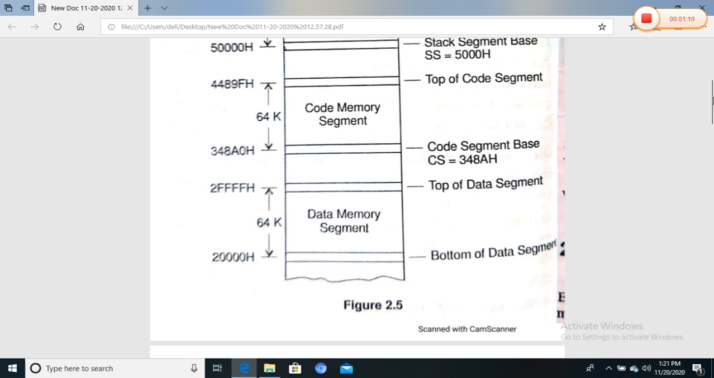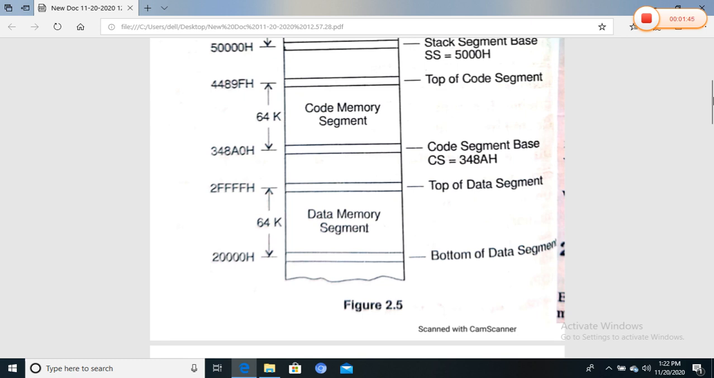The segment registers hold the upper 16 bits of the starting address of the segments, and the addresses assigned are 0000H to F000H. In 8086 the address is in hexadecimal, so these are 16-bit addresses from 0000H to F000H respectively.